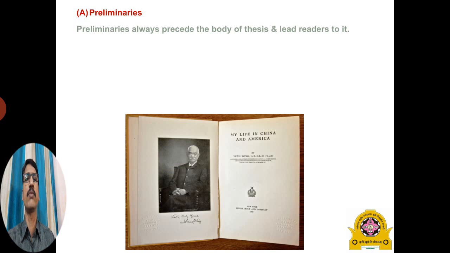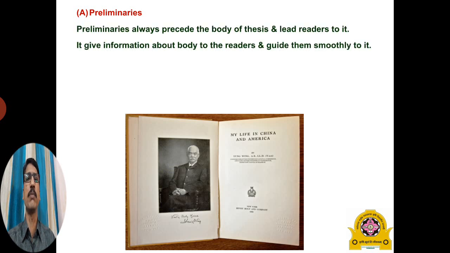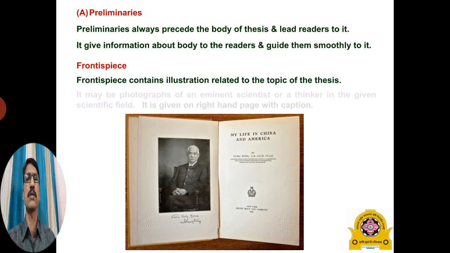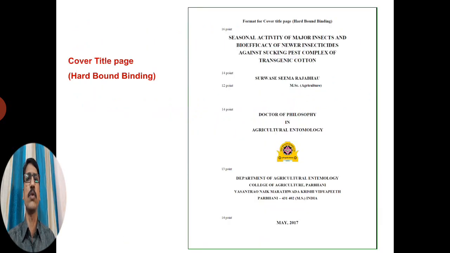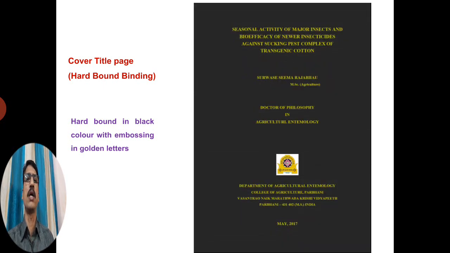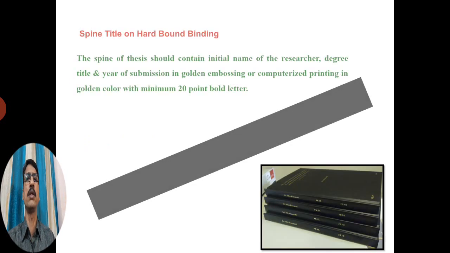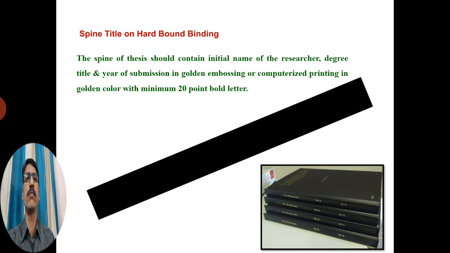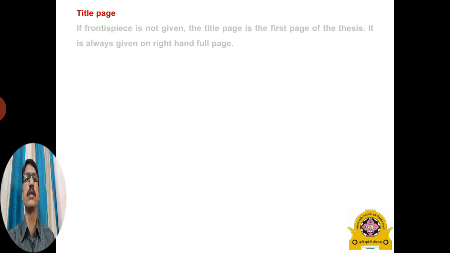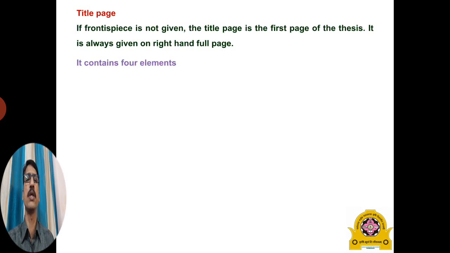Then we studied the different parts of the preliminaries in detail. The frontispiece, this is the frontispiece. Then we studied the cover, title page, and hardbound binding, and the different parts of the cover, which is given in hardbound in black color with embossing in golden color. Then we learned about the spine title on the hardbound binding. Then we learned about the title page. If the frontispiece is not given, the title page is the first page of the thesis.